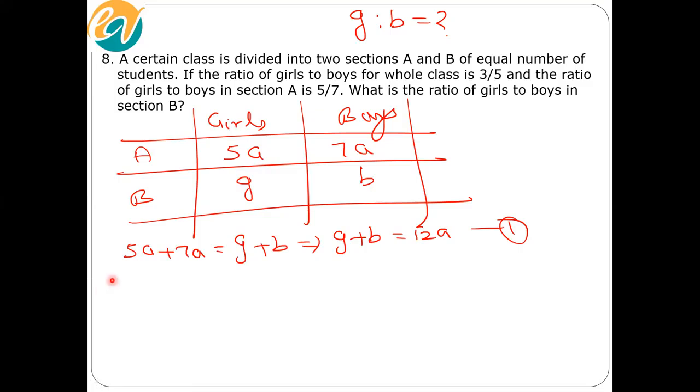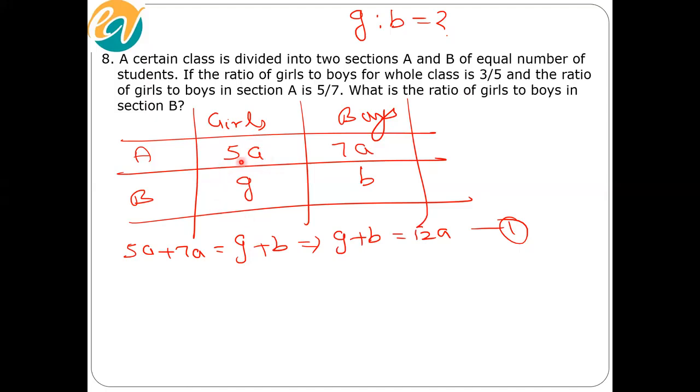Okay, what would be the second equation? What will be the second equation? Based upon the information that we have, that the ratio of girls is to boys for the whole class. Mind you, this is a class that is divided into two sections, right? It's like 10th A, 10th B, that kind of a thing. So the ratio of girls is to boys for the whole class is 3:5. Can you tell me the number of girls for the entire class? 5A plus G. Very nice. That's the total number of girls for the entire class.